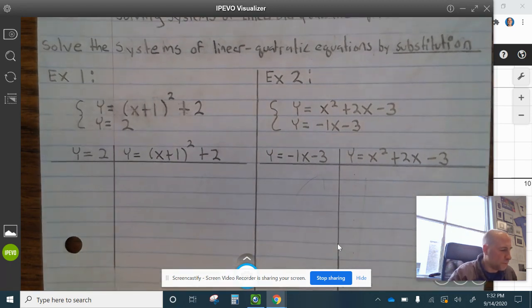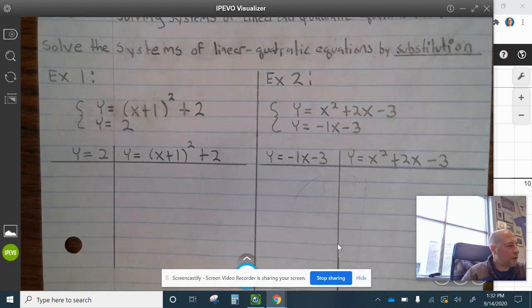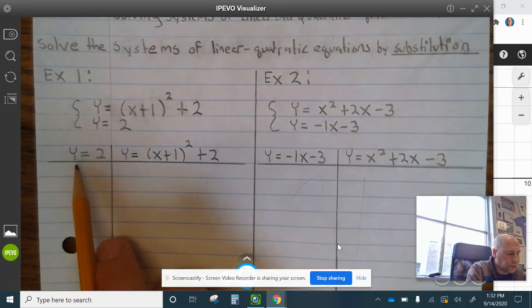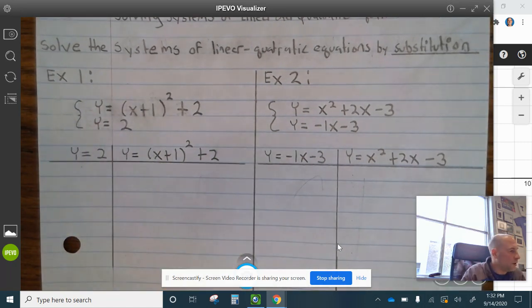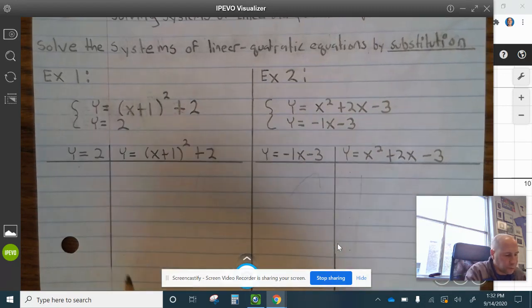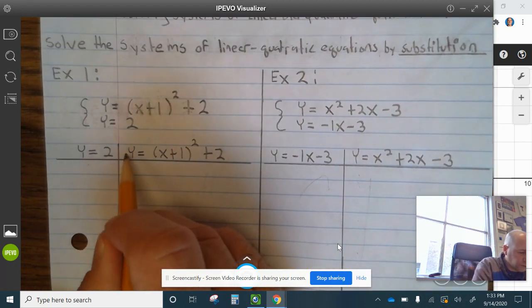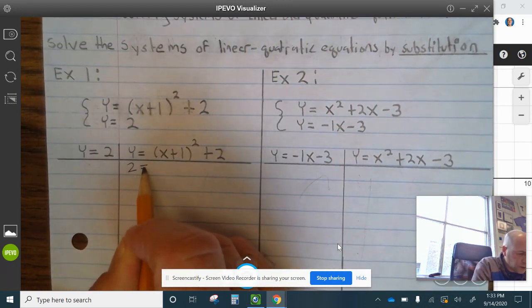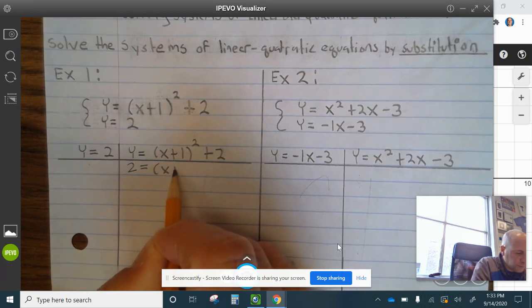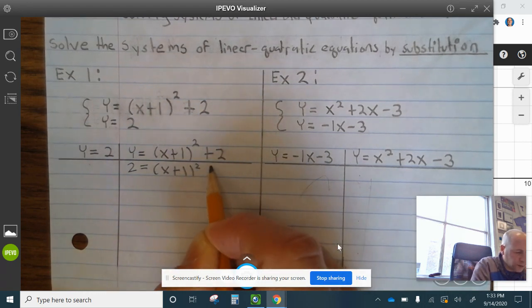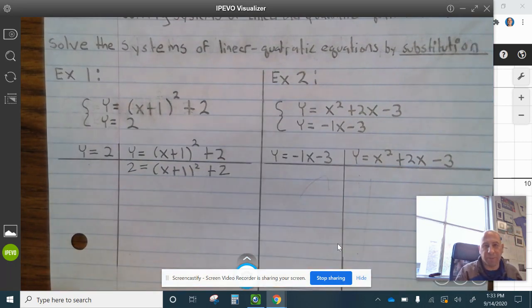All right, so let me double check my notes to make sure I say the steps right. Step 1, solve one of the equations for either x or y. Well, this equation is already solved for y, okay? So now we move to step 2. Substitute the equation from step 1 into the second equation. So we're going to plug y equals 2 into here, okay? So then y is 2, we plug in 2 for y, so 2 equals (x plus 1) squared plus 2.